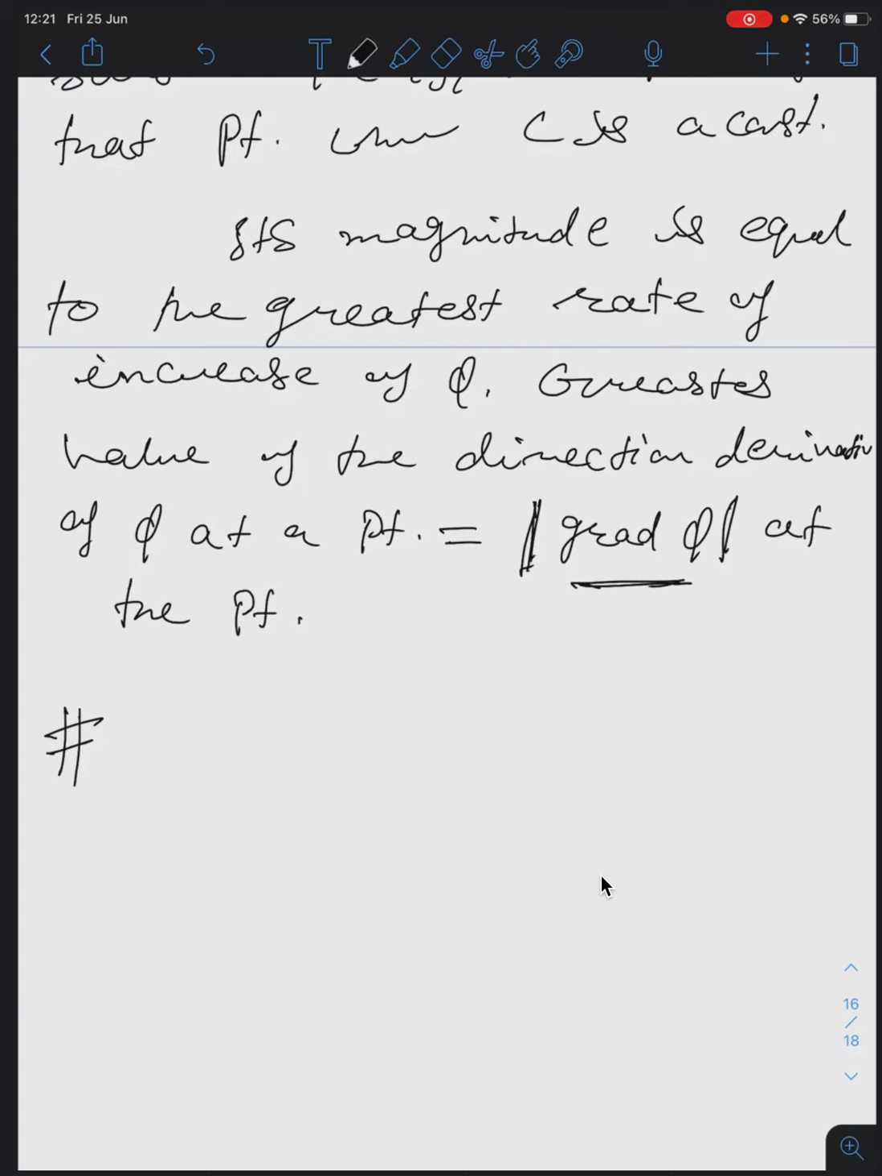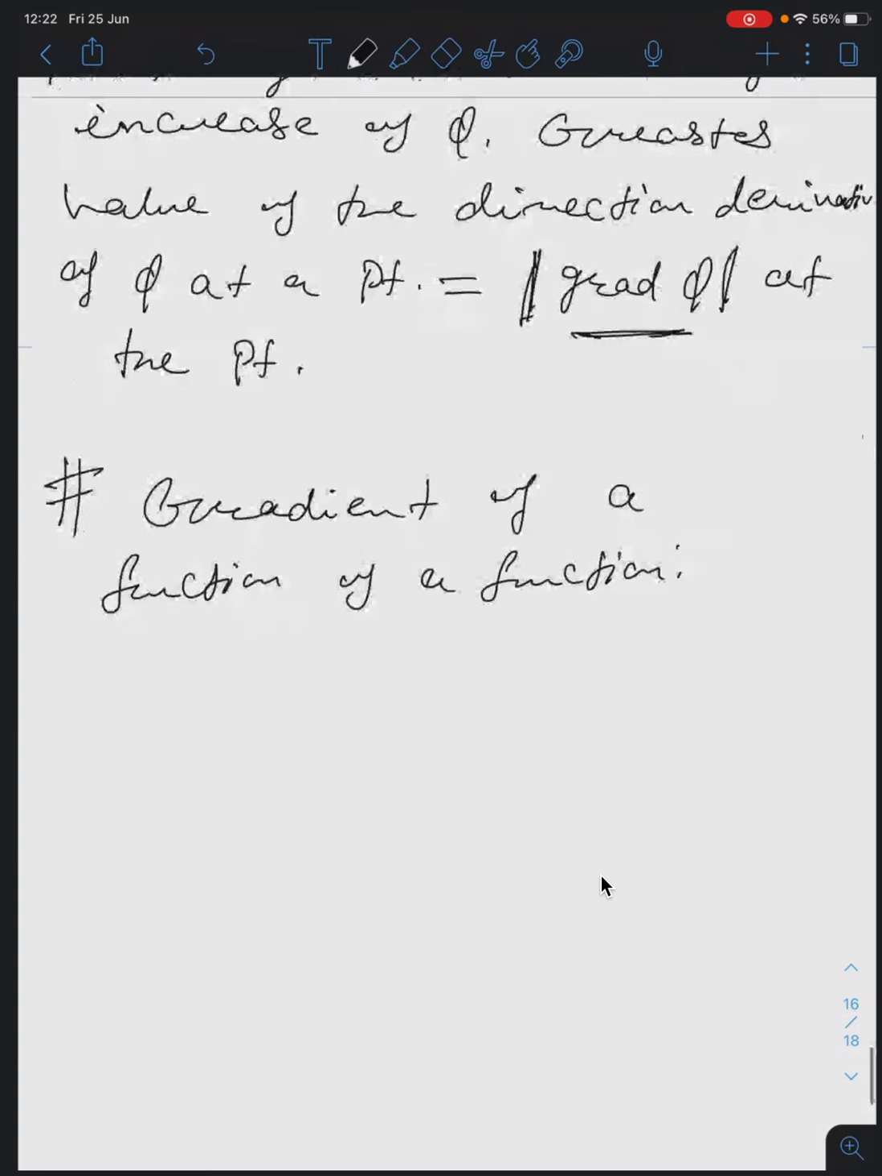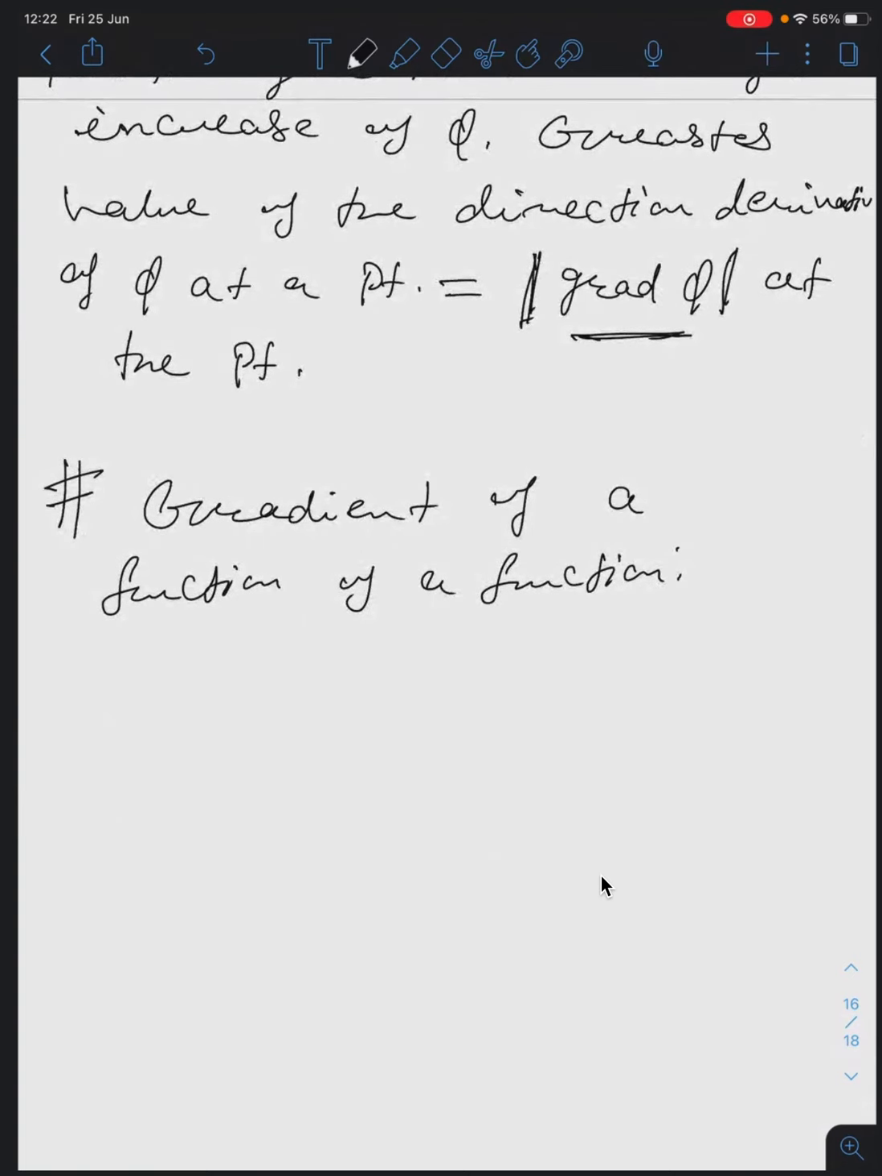Now, as you know, if the function is differentiable once, you can differentiate it again. So it is a function of a function. Before explaining the gradient of a function of a function, let me explain this with ordinary differentiation. Say d by dx of e to the power x, or maybe e to the power x square.